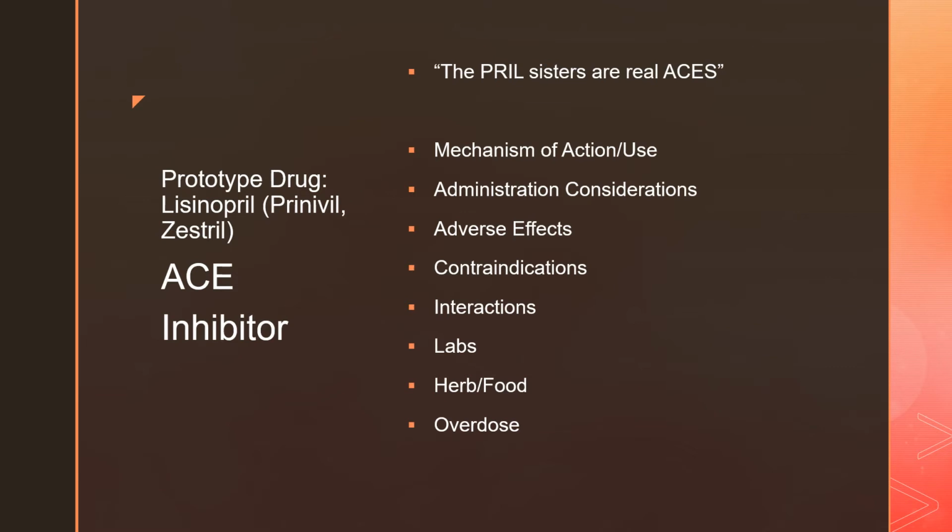Contraindications. Let me back up. This does have a black box warning. Again, fetal injury and death can occur. So if your client has a suspicion of pregnancy or is pregnant, they need to discontinue this medication immediately.